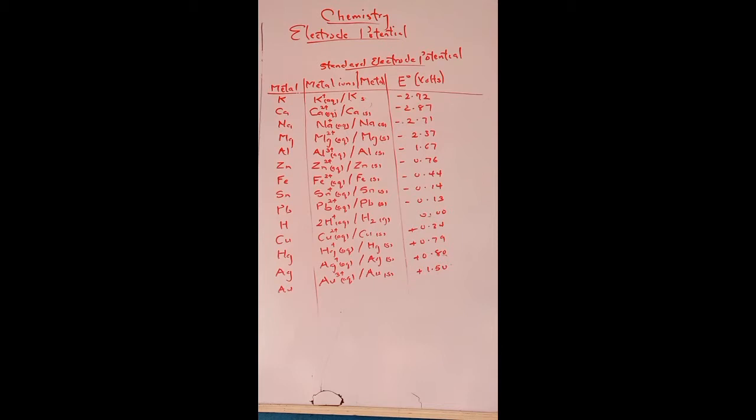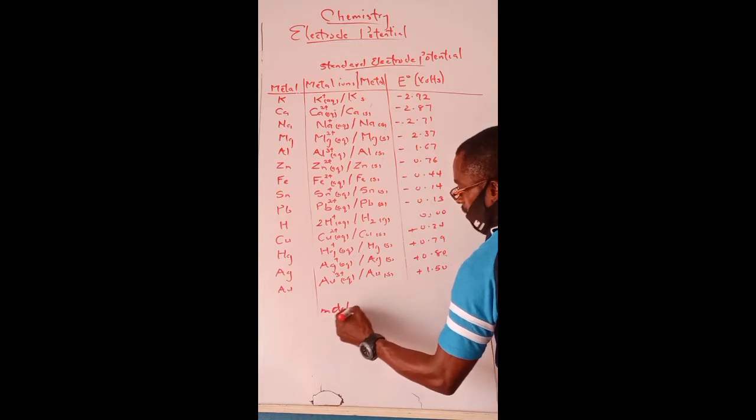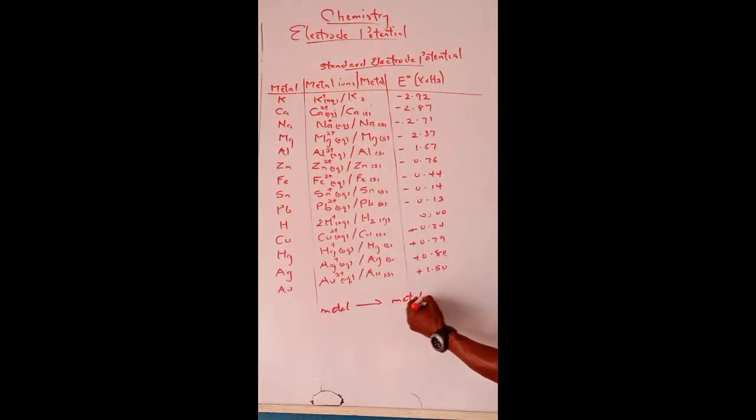So I want us to write now. Let's write this. When a metal is placed in a solution containing its ions, some ions of the metal pass into the solution to give this reaction: metal becomes metal ion, aqueous, plus electron.